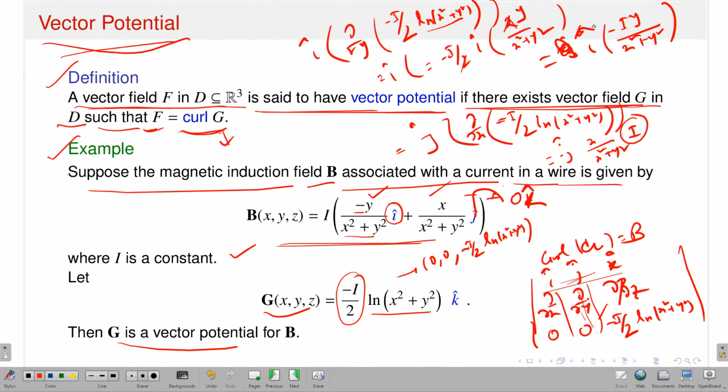Now, if I take I common from here, the first component is minus y by x square plus y square, and the second component is x by x square plus y square. So, therefore, your B, the vector field, is nothing but the curl of G. So, the vector field capital B has a vector potential, and my vector potential is capital G. This is a simple example. For a gradient vector field you have a scalar potential. Now, vector potential means you start with a vector field, get another vector field, and if I take the curl, it should exactly equal the vector field we started with.